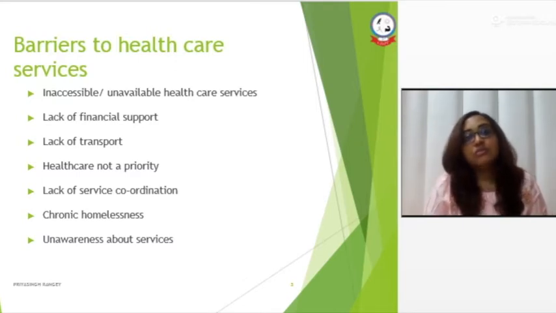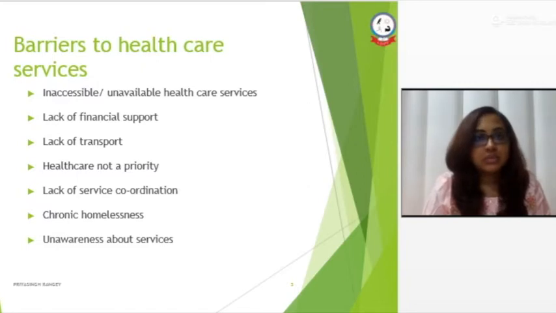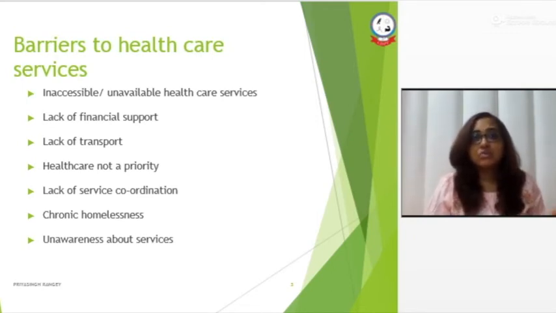There is lack of transportation. When we look at rural areas, there are many villages and remote areas where there is a lack of transport. People cannot travel from one place to another, and that also is a barrier, because people do not have any means to come to the healthcare services.